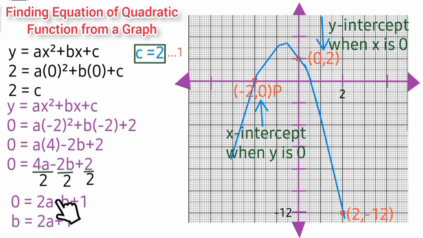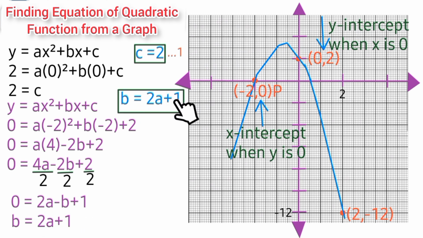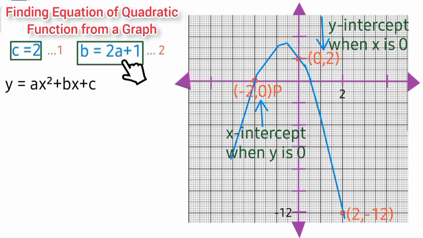Taking minus b to the left hand side becomes positive b equal to 2a plus 1. So b is equal to 2a plus 1. Let's call this equation 2.